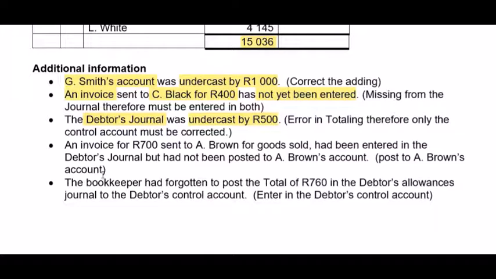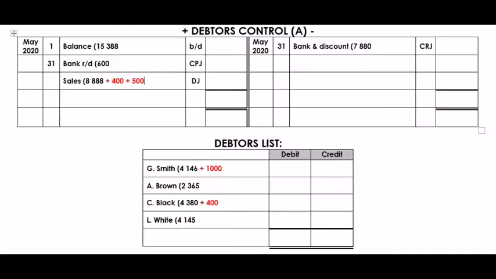Then, the next adjustment says an invoice for 700 Rand sent to A. Brown had been entered in the DJ but had not been posted to A. Brown's account. Okay, so the fact that it has been entered into the debtors journal means that it won't affect the debtors control account because it's already included in the sales value that was given to us originally. So we don't have to add it there. But where we have to go and add it is to the value that A. Brown owes us at the end of the month because we forgot to take it to A. Brown's account.